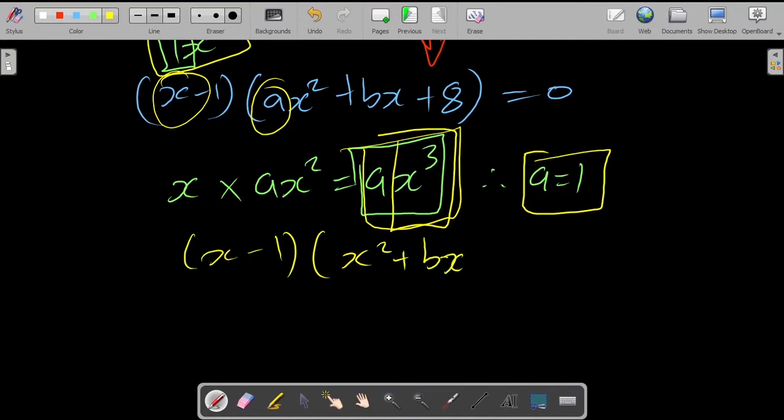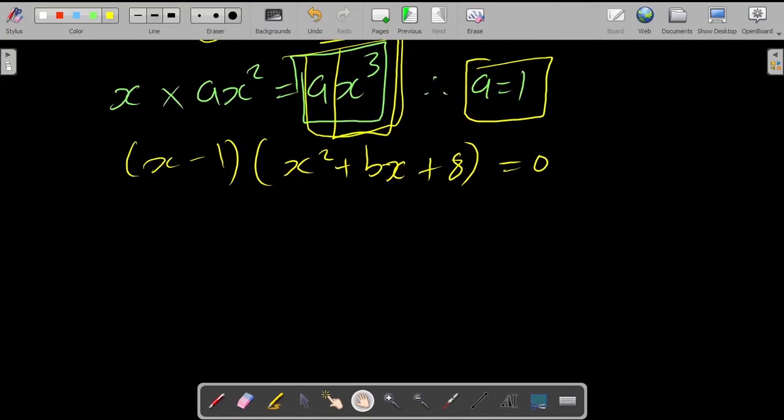This is what we have right now. And the last thing that we have to find is b. So how would you find b? So here's a method to find b. So b basically is a coefficient of x, but we have to look at what it actually affects, right?